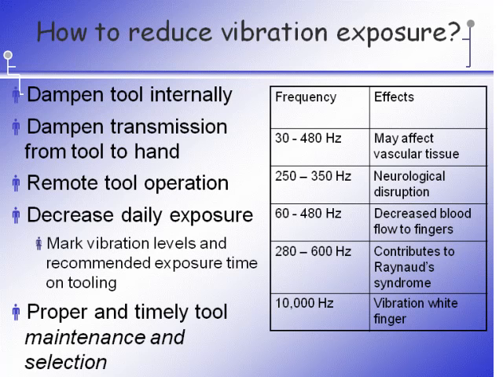So some ways that we can reduce vibration exposure is, of course, just to reduce the amount of time people are in contact with the vibrating source. Buy tools that have the vibration dampened internally. Dampen the transmission from the tool to the hand by putting some kind of barrier in place, such as having a plastic handle on a tool. Remote operation of the tool, that would be great. We talked about decreasing one's daily exposure. And remember proper and timely tool maintenance.